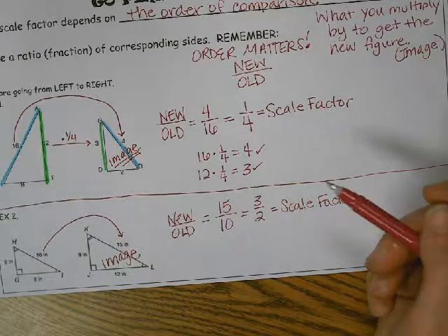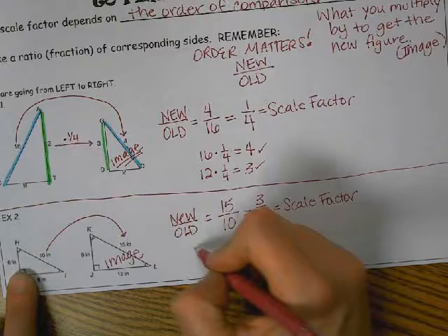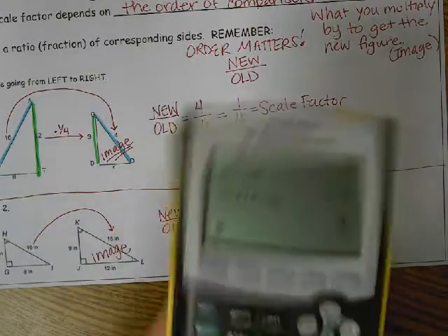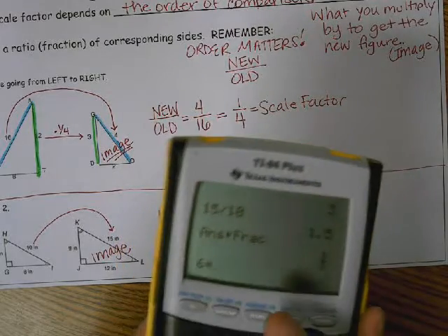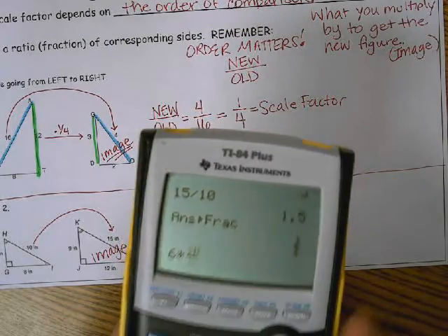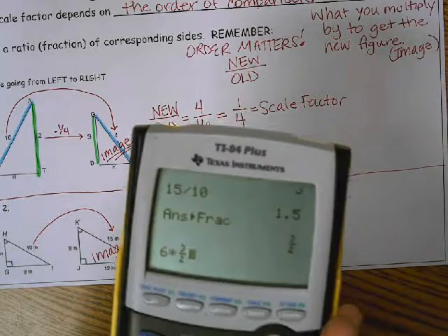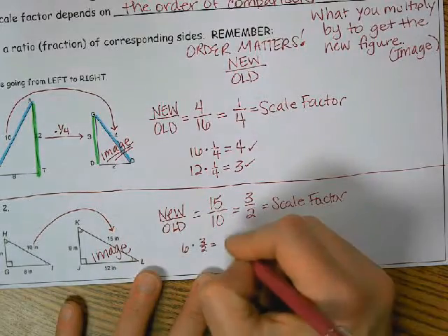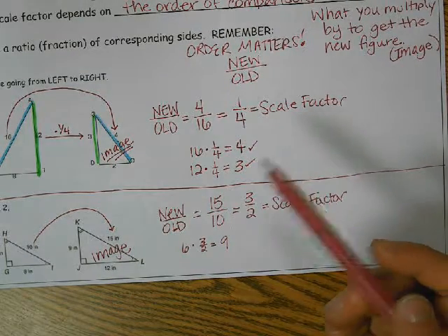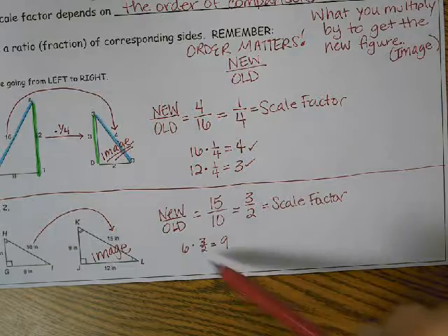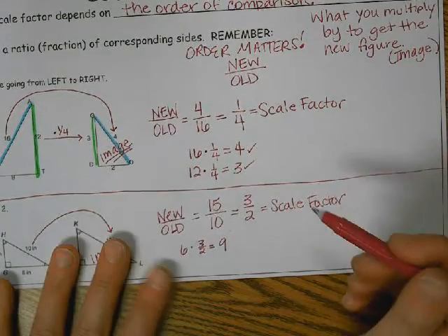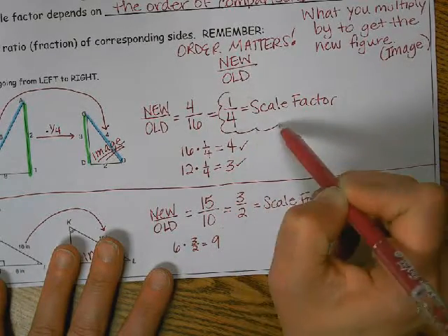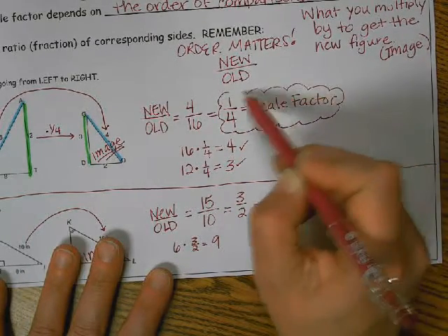Let's check it and see if it actually works. So let's say, does 6 times 3 over 2 get me 9? So do 6 times 3 over 2. Remember to get that fraction, it's alpha y equals enter. Yes, it gets me 9. So I always want to check to make sure that I'm getting the right scale factor when I'm done.